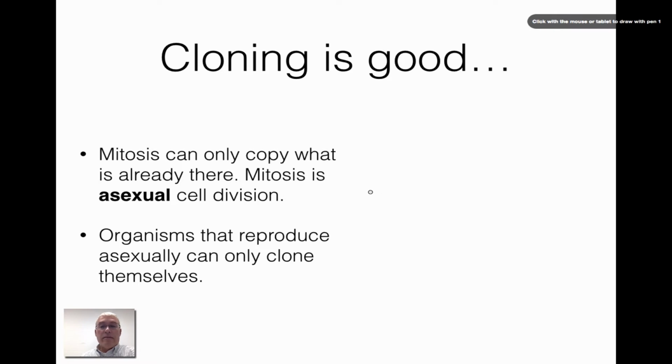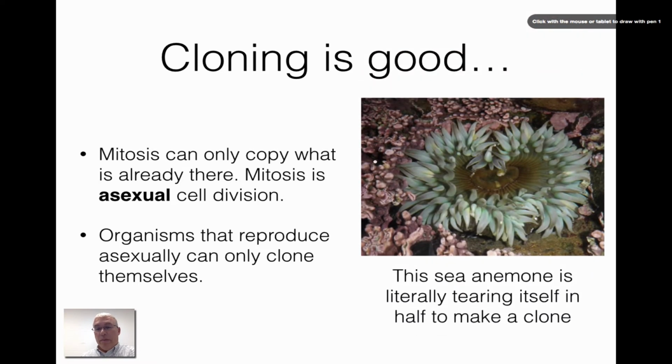They make copies of themselves. In this picture here, this is a sea anemone, and what's going on here is the sea anemone has reached a large size. It's very well fed. It's getting lots of food, and it will literally split itself in half and clone itself. So you'll end up with 2 sea anemones right next to each other that are exactly the same.